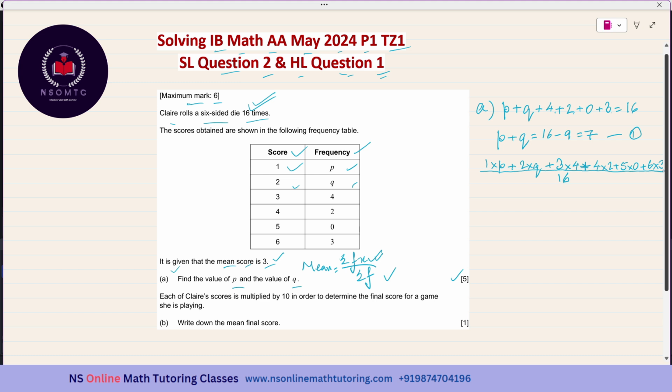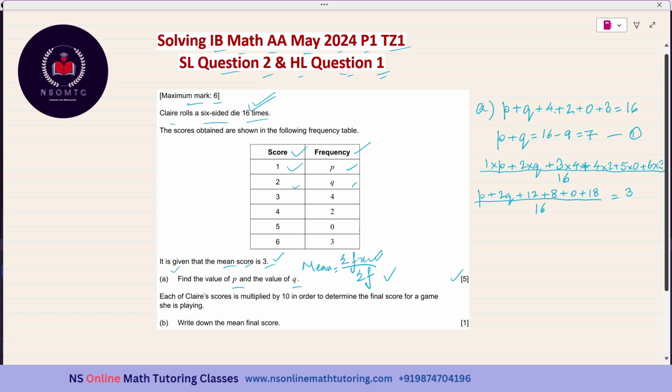Okay. So this is 1 times p is p, plus 2q plus 12 plus 8 plus 0 plus 18, divided by 16. This is the mean, so this is equal to 3.